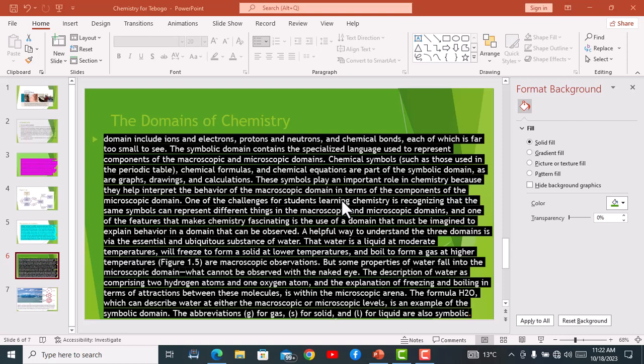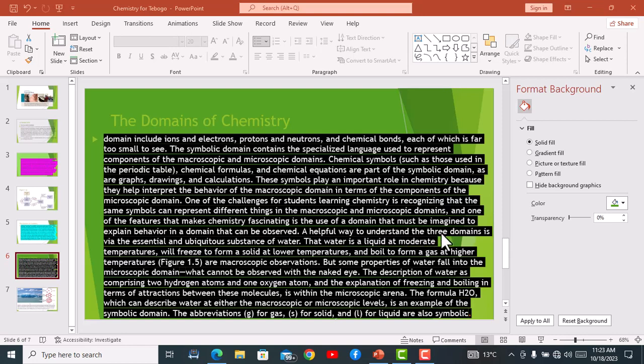One of the challenges for students learning chemistry is recognizing that the same symbols can represent different things in the macroscopic and the microscopic domains. And one of the features that makes chemistry fascinating is the use of the domain that must be imagined to explain the behavior of the domain that can be observed. And we spoke about this in the previous slides. And we even said that even with the most advanced microscopic inventions, we are unable to see this. You just have to use your imagination.